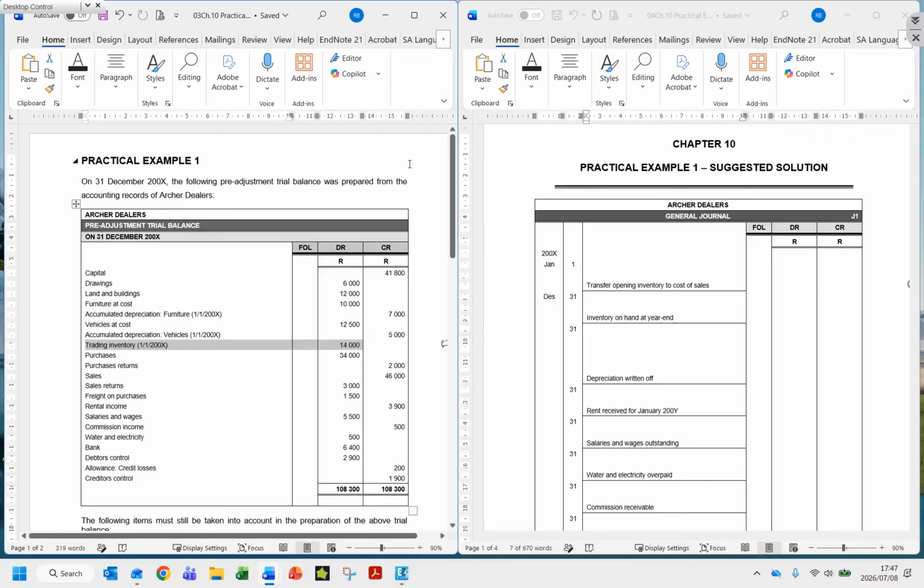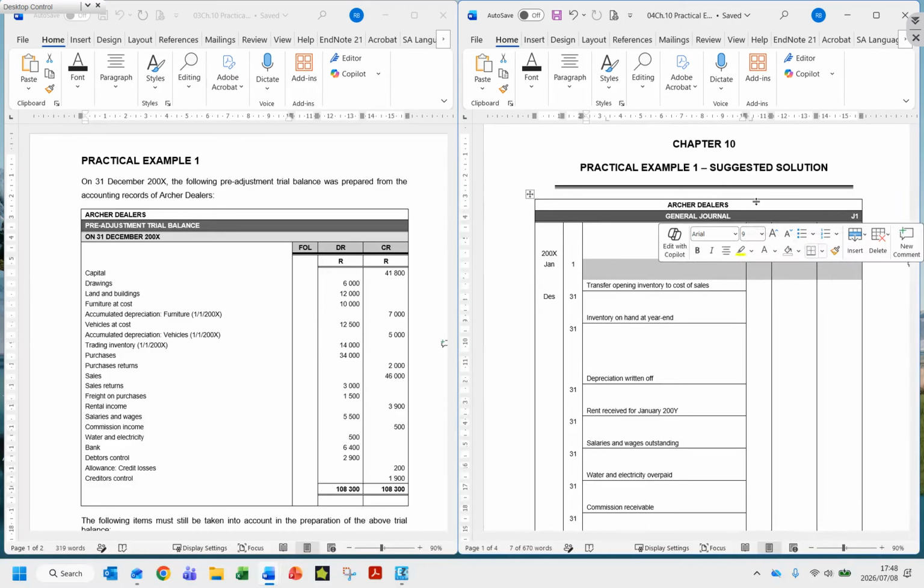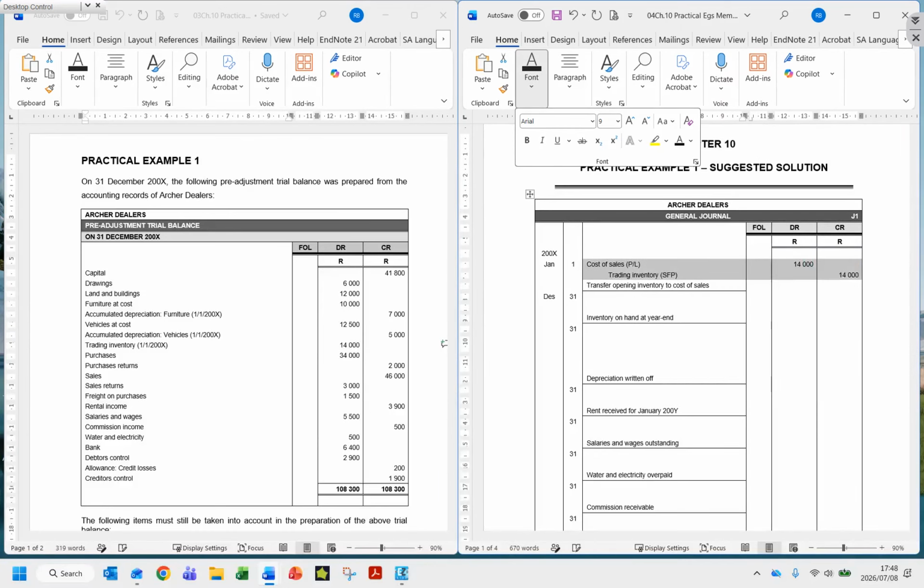So I tell you, this is the trading inventory on the 1st of January, 14,000 Rand. It's on the debit side. To remove it, take it out of this account, to do the closing transfer, we need to credit the trading inventory account and we debit cost of sales. So that is your very first journal entry.